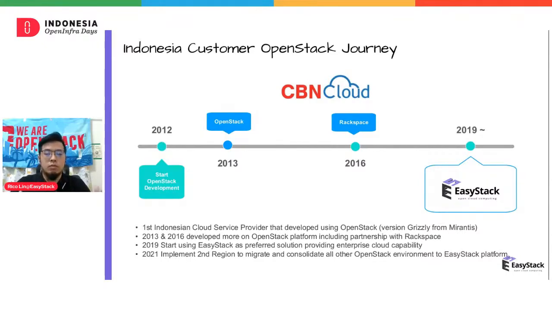Because they have a long history with OpenStack, they are pretty good at it, and we built trust very fast between EasyStack and CBN Cloud. After that, we became partners. Now in 2021, they even implemented a second region to migrate other OpenStack environments to the EasyStack platform. That is a huge trust for us. It's a reward for what we're doing, as if they're saying, you're doing it right, you're doing something we can trust.